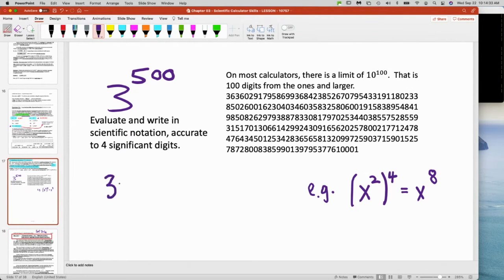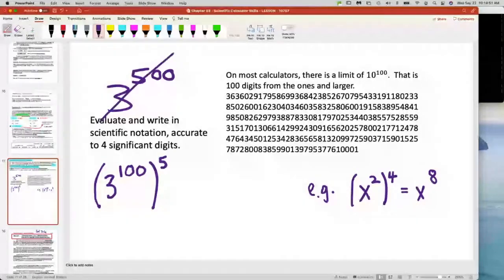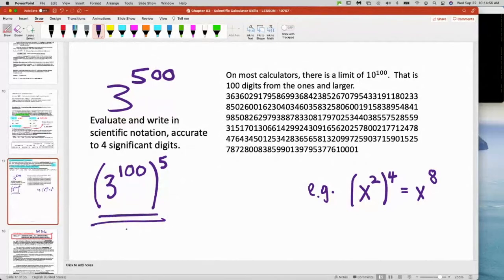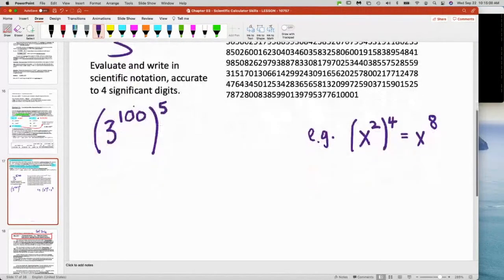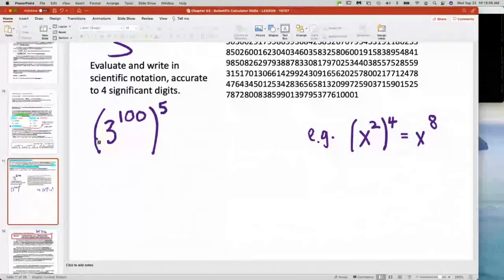So instead of writing 3, oh, we're going to figure that out in a second, because right now you have an error on your calculator. There's a whole process to do this one. So we're going to do 3 to the 100 to the 5. Instead of answering this question, we're going to answer a question that is a little bit easier to do on your calculator. It'll be easier if I type this for you.